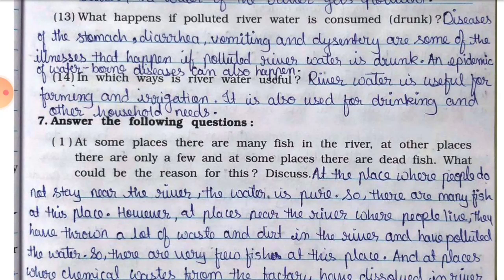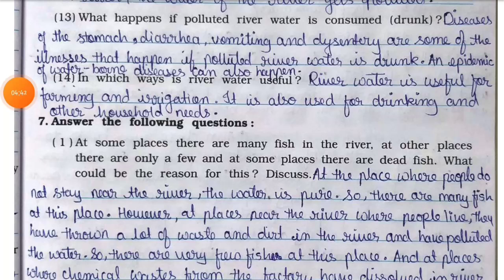Answer. Diseases of the stomach, diarrhea, vomiting and dysentery are some of the illnesses that happen if polluted river water is drunk. An epidemic of waterborne diseases can also happen. 14. In which ways is river water useful? Answer. River water is useful for farming and irrigation. It is also used for drinking and other household needs.